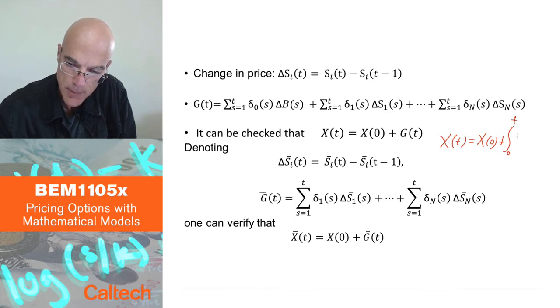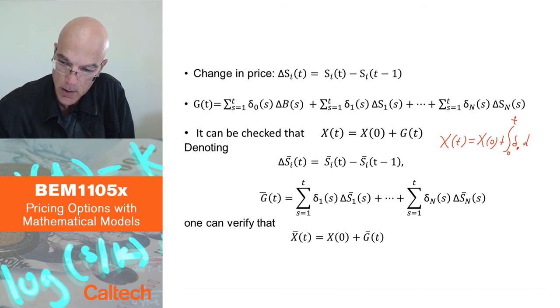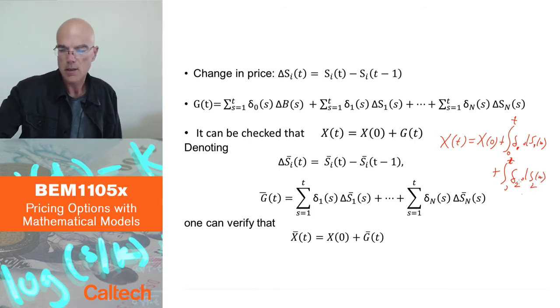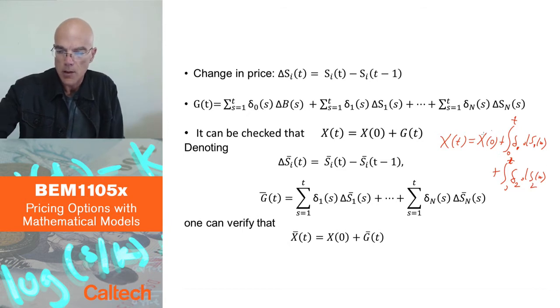Let's say delta 1 ds1 of u plus integral 0 to t delta 2 ds2 of u. So let's say there are 2 stocks and forget about the bank account. u is just the variable of integration, it's time from 0 to t. Okay? So I'm going to have something like this.